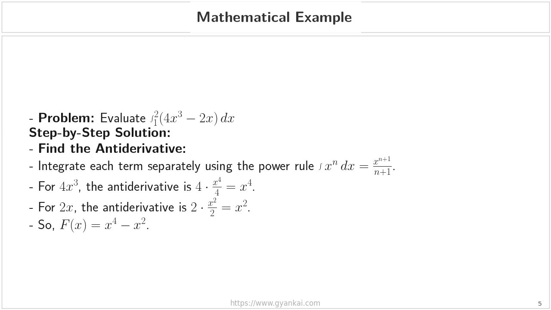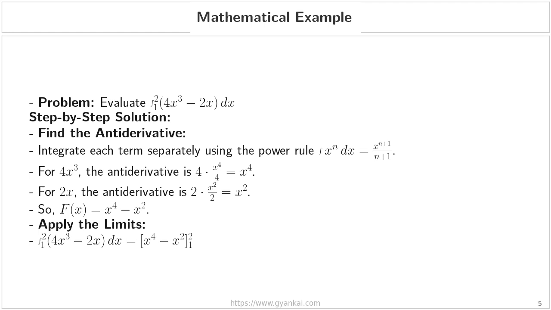Let's start with 4x cubed. Applying the power rule, we increase the exponent by 1, giving us x to the power of 4. Then we divide by the new exponent 4. This simplifies to x to the power of 4. Next, we have negative 2x, which is the same as negative 2x to the power of 1. Applying the power rule, we get x squared, and dividing by 2 gives us just x squared. Therefore, the antiderivative, which we'll call f of x, is x to the power of 4 minus x squared.